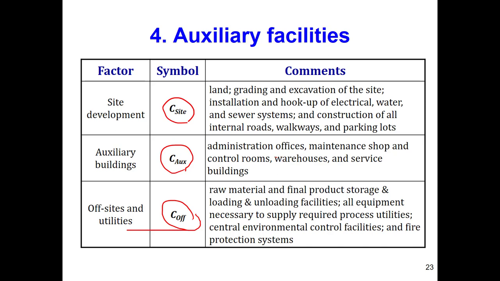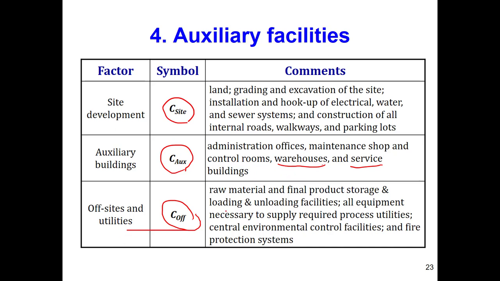We have auxiliary buildings, so we need to build a building for administration offices, maintenance shop, storage, control room, warehouses, and service buildings. So this is some cost that we need to pay. We do this usually in the initial stage of the project. We construct a building that is mainly for managing administration offices, services, and even the control room and storage.